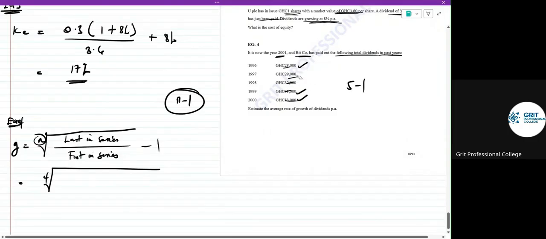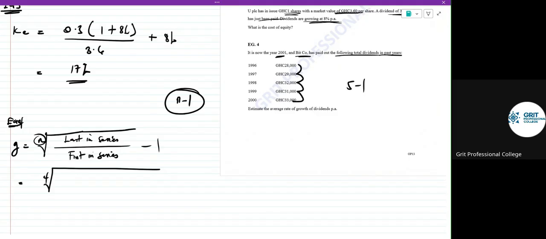Similarly, others can look at it this way. So 96 to 97 is 1 year. This is 2. This is 3. This is 4. So whether you are doing it the way I've done here, or you are counting it one by one and subtracting 1 from it, your n is supposed to be what?